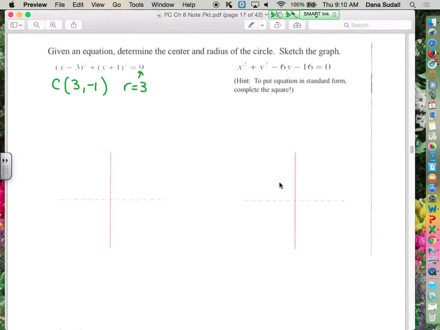And then to graph these, you plot your center. So 3, negative 1. And from that center, I'm going to do a radius of 3. So I'm going to go up 3, plot a point, down 3, left and right 3. And then just connect those with a nice smooth curve.